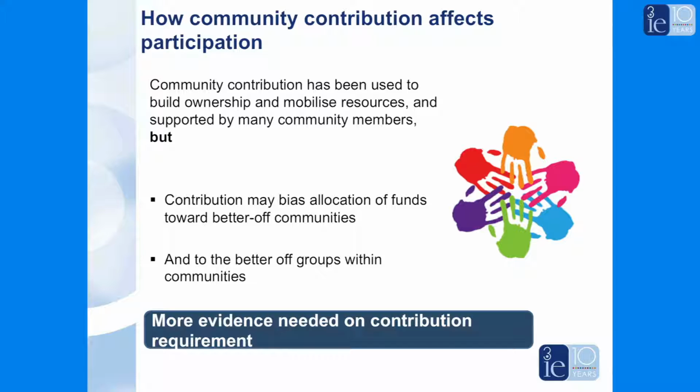So for instance, in Nigeria, the poor community members used to get into rental agreements with richer community members to just make the contribution. Sometimes projects for women and the vulnerable just did not take off because they could not meet the contribution requirement. So more evidence is needed on the contribution requirement, but it's clear that it definitely biases allocation.